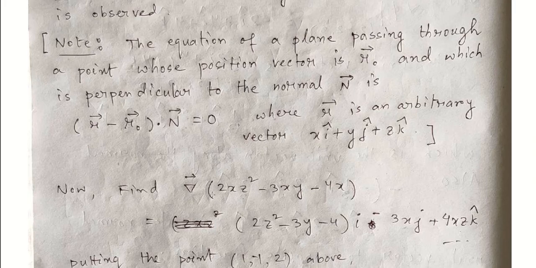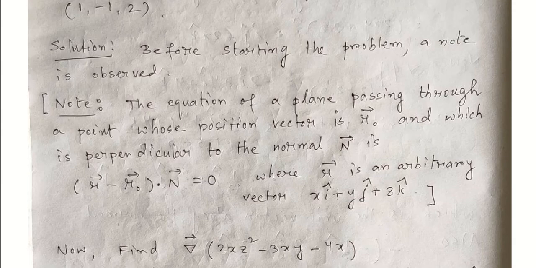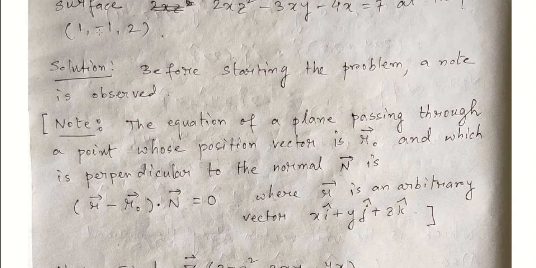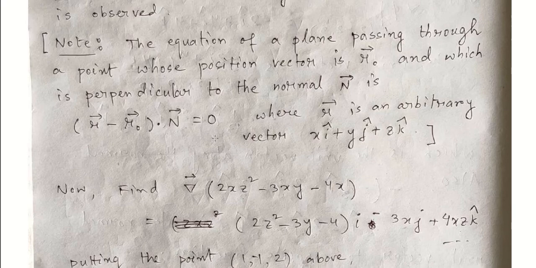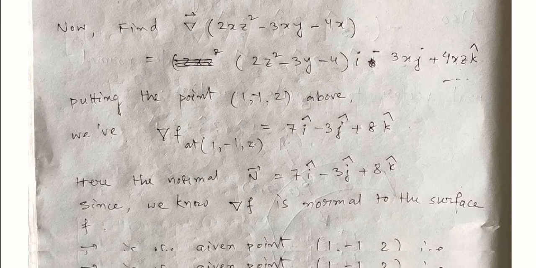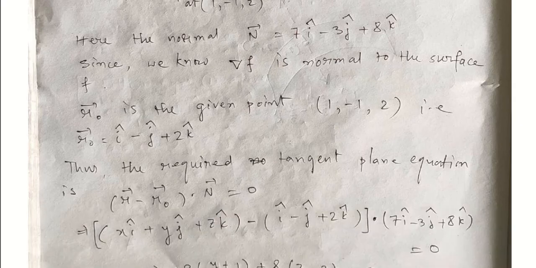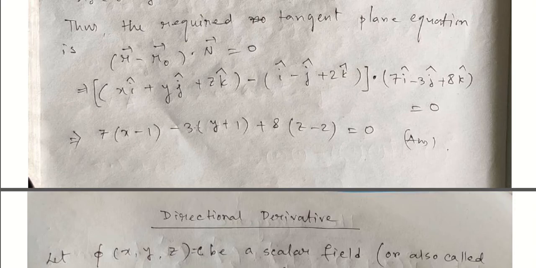Now just put these values into the formula. So r equals xi + yj + zk, r0 is i − j + 2k, and we already have n after finding the gradient. Now put these into the formula and you will get the tangent plane for this surface at the point. So this is the required answer.